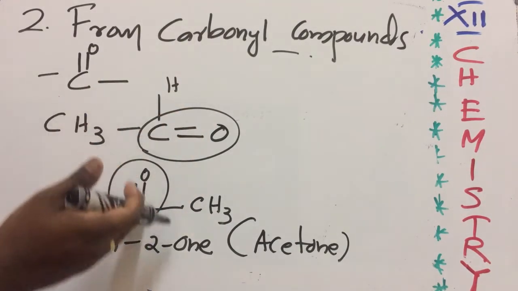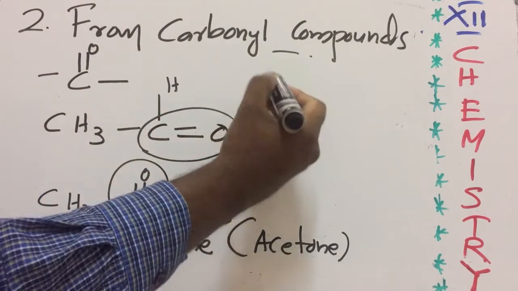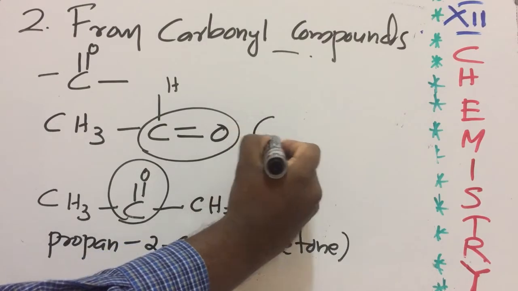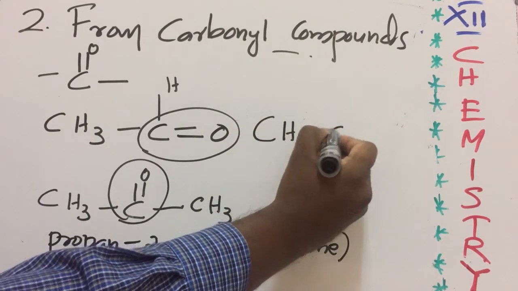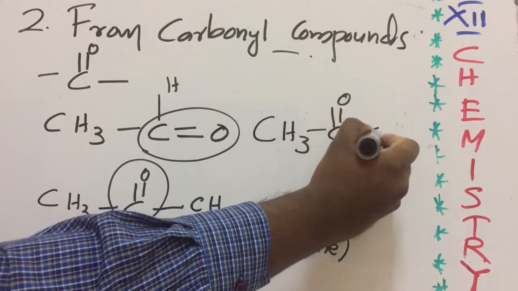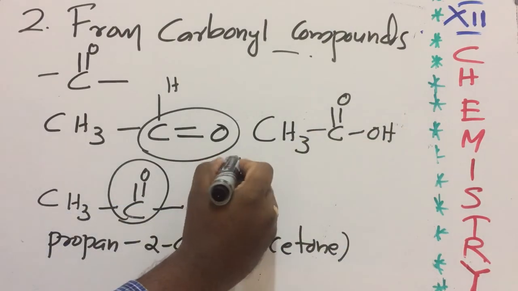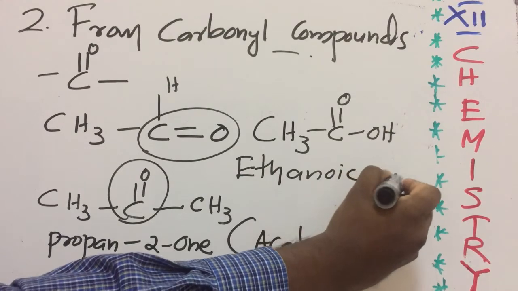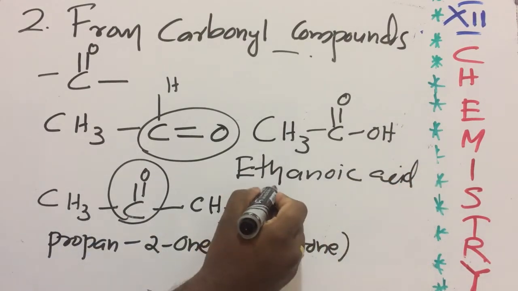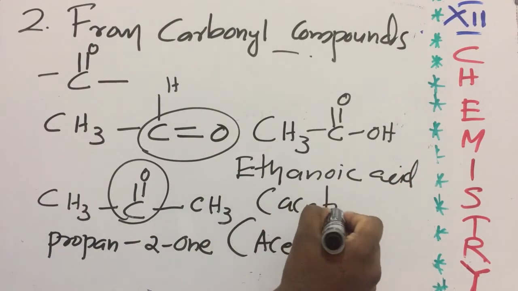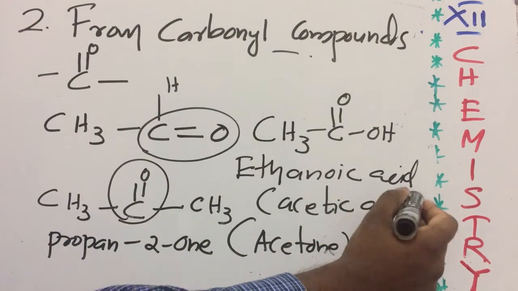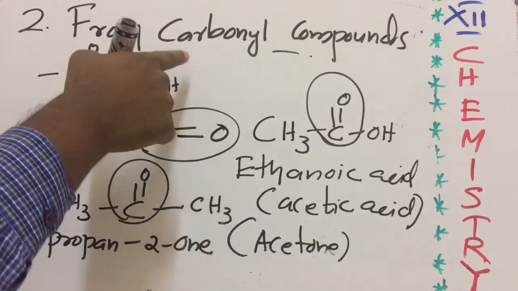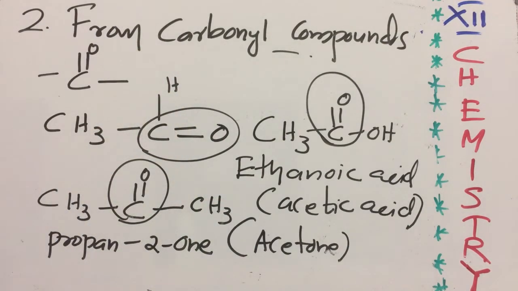Not only aldehydes and ketones, another compound belonging to carbonyl compounds is carboxylic acid, CH3 C double bond OH. What is the name of the compound? Ethanoic acid. The common name is acetic acid. Here the functional group is C=O, so acids also belong to carbonyl compounds.